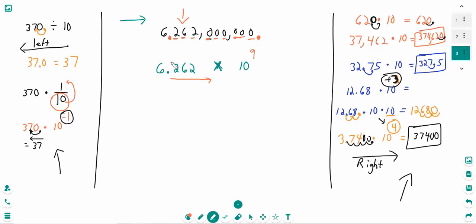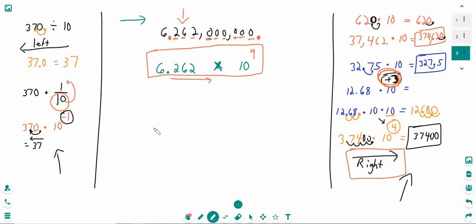If we were to go backwards, we'd have to move this decimal place 9 places to the right. So do we use positive exponents or negative exponents when we're trying to move it to the right? Well, remember over here, positive exponents will move us to the right. And since that's where we want to go, this is going to be 10 to the positive 9. So this is scientific notation. This is how a scientist would write this number, 6.262 times 10 to the 9th. It's not complicated, but it does take a little practice to become familiar with it.